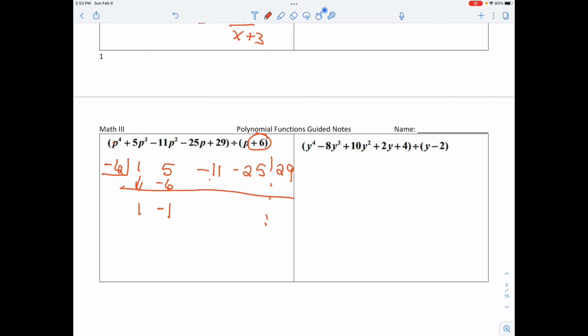Negative 6 times negative 1 is positive 6. That'll give us negative 5. Negative 6 times negative 5 is 30, which would give me positive 5. And that's negative 30. So my answer is, this time, since we started with p to the 4th, we're going to end with p to the 3rd minus p squared minus 5p plus 5. And then, what is that? Negative 1 minus 1 over p plus 6.